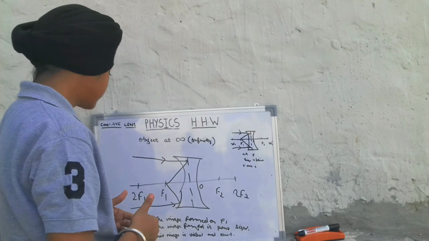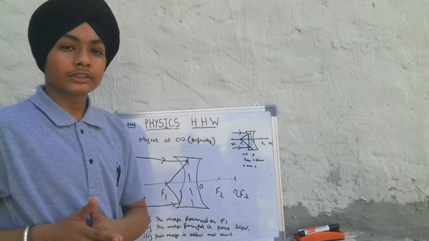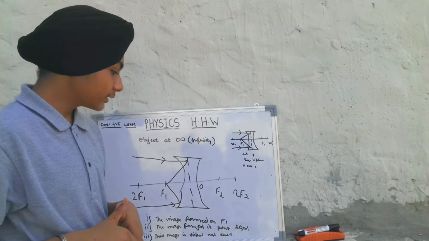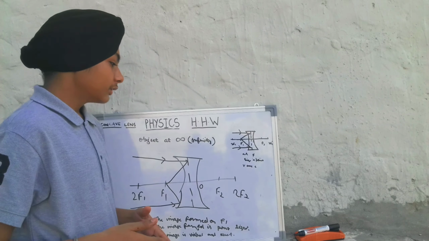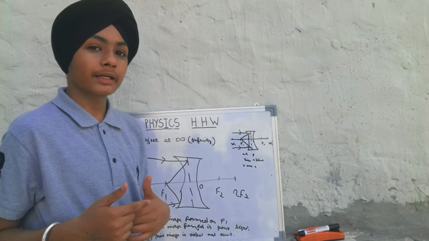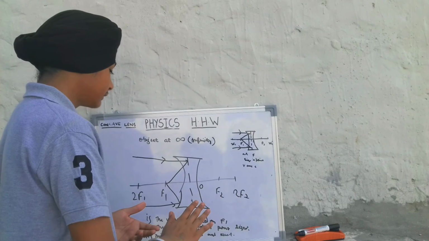Now these cases are completed. The first two cases are convex lenses and this is the concave lens. So let's practice these cases.